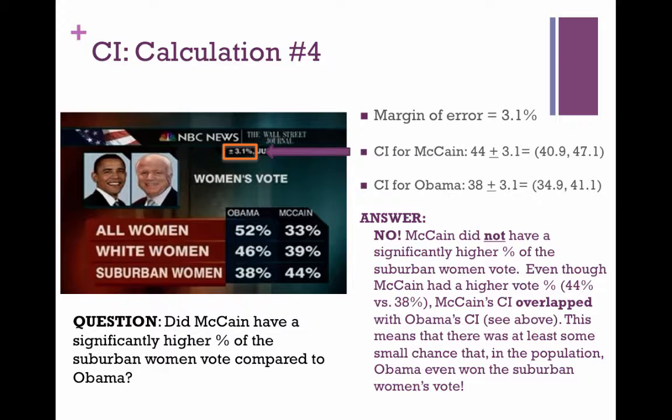So even though McCain had a higher vote percent, 44, compared to Obama's 38%, McCain's confidence interval overlapped with Obama's confidence interval. Look at the lower limit of McCain and the upper limit for Obama. Notice that they overlap. Because they overlap, we say that McCain did not earn significantly higher, because it's not true. He could earn as low as 40.9 and Obama could earn as high as 41.1, and if that is the true case, then Obama really wins, and McCain doesn't. So this means that there was at least some small chance that in the population, Obama might even have won the vote among suburban women.